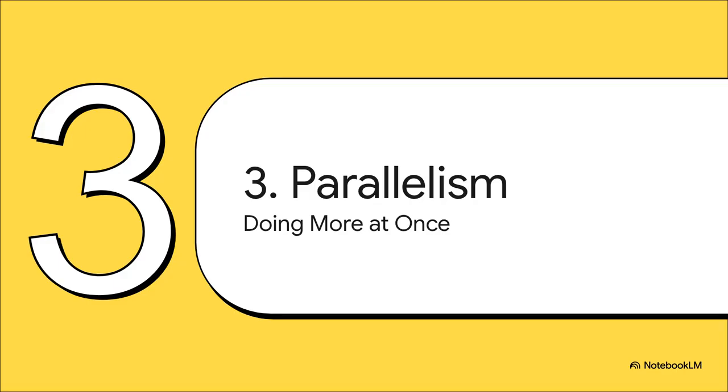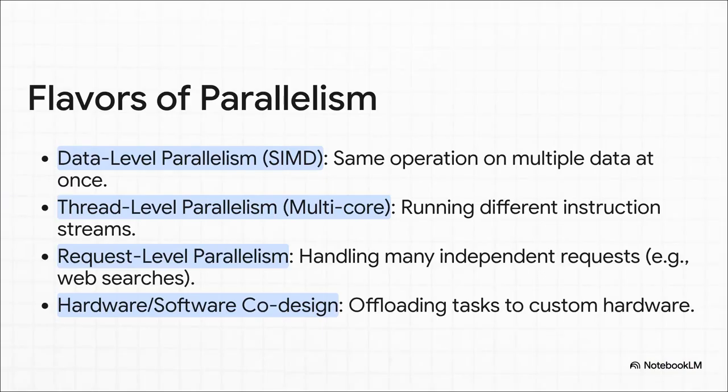For decades, the game was simple. Just make single processors faster. But we've slammed into some hard physical limits with speed and power consumption. So the main way we get more performance now is through our third great idea, parallelism. The new game is, let's just do more things at the same time. And you know, parallelism isn't just one thing. It comes in a lot of different flavors.